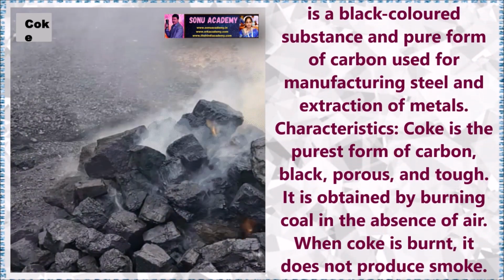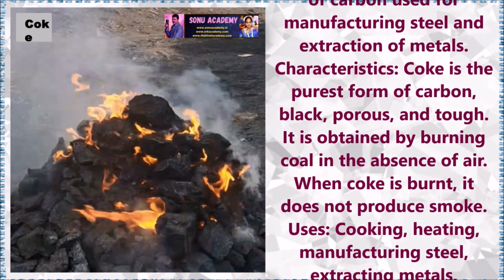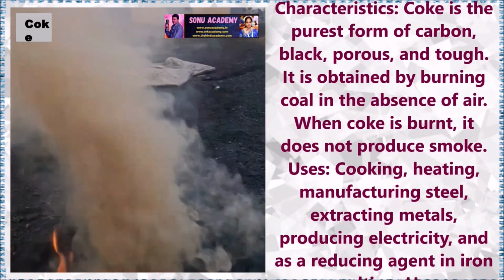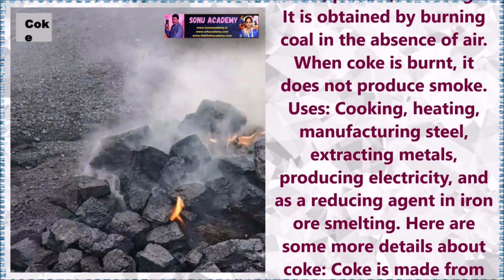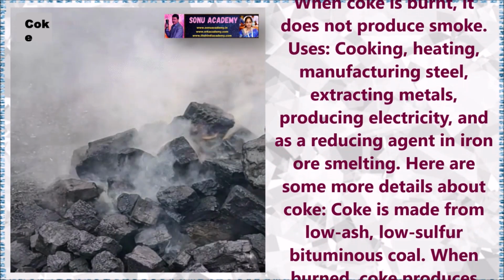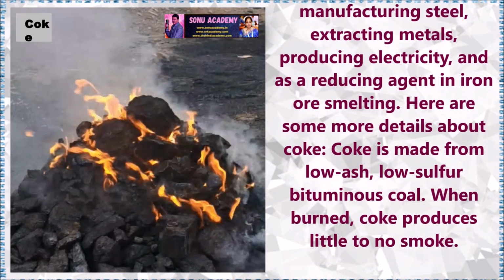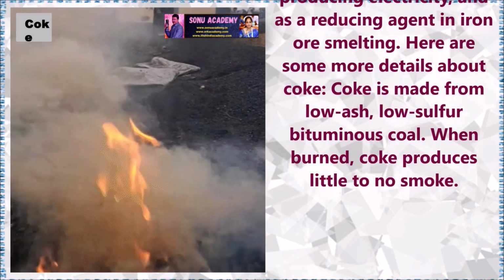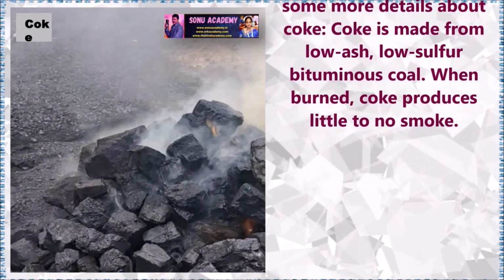It is obtained by burning coal in the absence of air. When coke is burned, it does not produce smoke. Already we discussed that it is porous and tough. Uses of coke. We use coke for cooking, heating, manufacturing steel, extracting materials, producing electricity and as a reducing agent in iron ore melting. Here are some more details about coke.